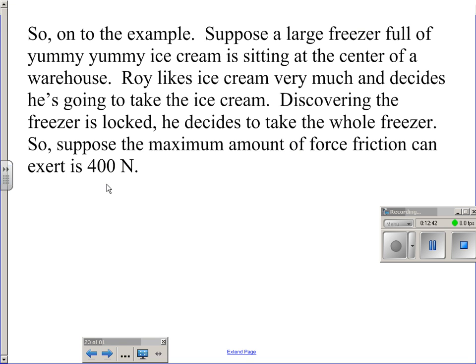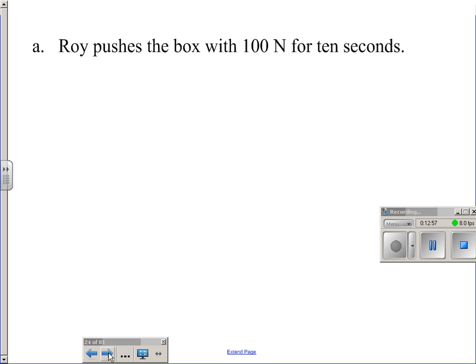All right. Again, I want you to understand that's specific just to this example. If I give you another example later on, that number might change. Okay. So in this example, the most force friction can possibly exert between the freezer and the floor is 400 newtons. So in the first example, Roy is going to push the, sorry, it says box here. That should say freezer, with 100 newtons.